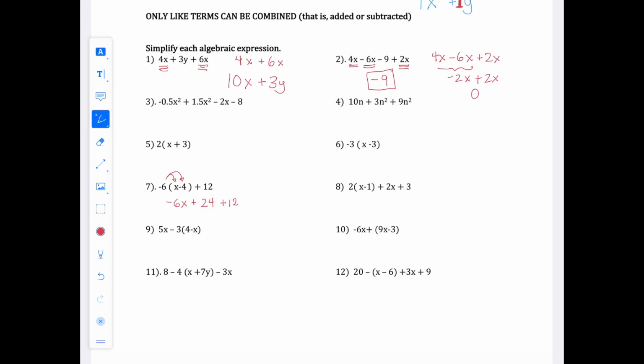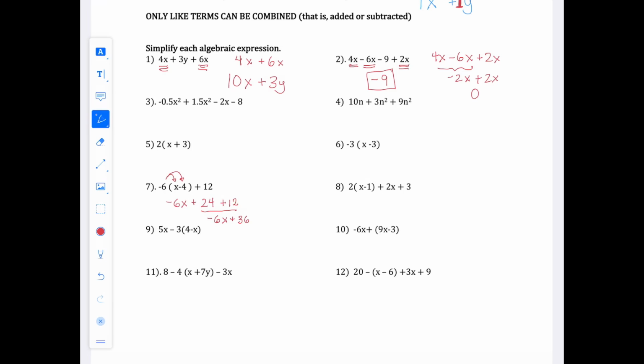Can you identify the like terms in this problem? Yes, they are the 24 and the 12. So if I have positive 24 plus 12, that leaves us with positive 36. And then I also bring down the negative 6x.